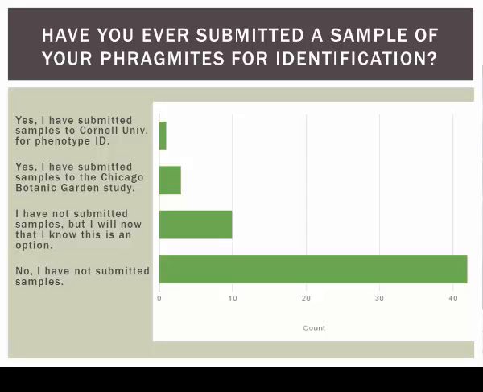So then we asked if you've ever submitted a sample of your Phragmites for identification. And the first one is a yes to Cornell University. They do kind of a phenotype, just a visual identification process. And he's pretty good, or she, I think it's a he. But that's one way you can get a sample done, but it's not a genetic analysis. 3 said yes, we submitted to the Chicago Botanic Garden study. 10 said that they haven't submitted samples, but they will now that they know that that's an option. But 40-something people said just flat out, no, I have not submitted samples.